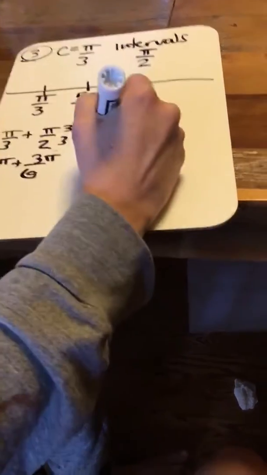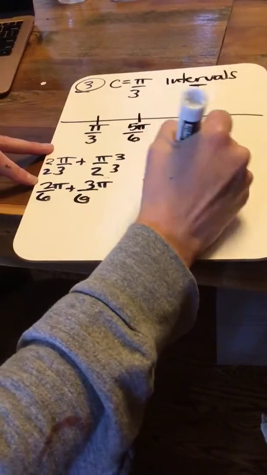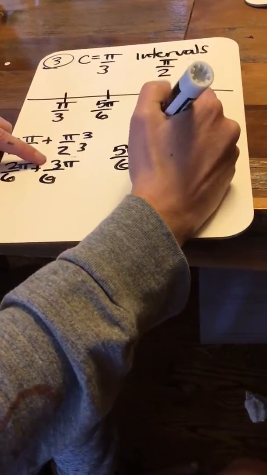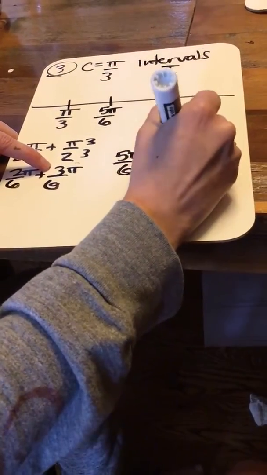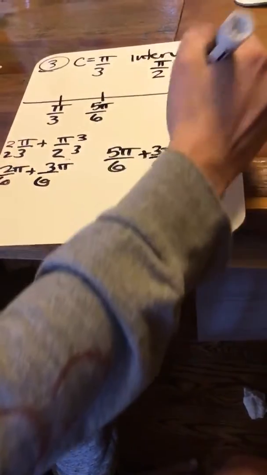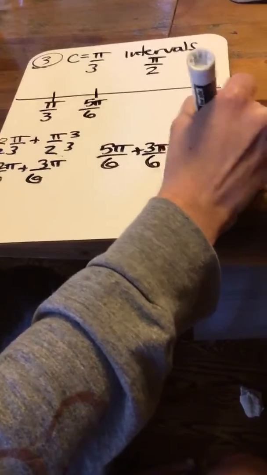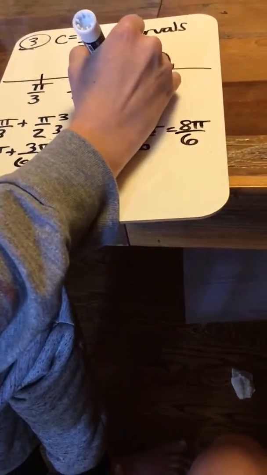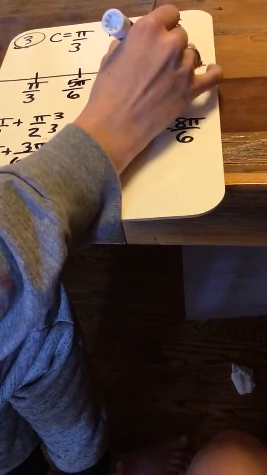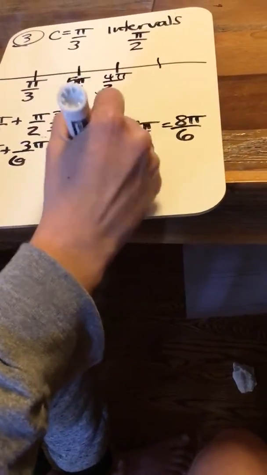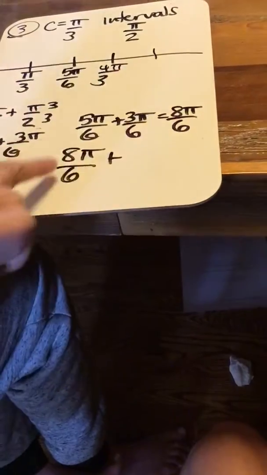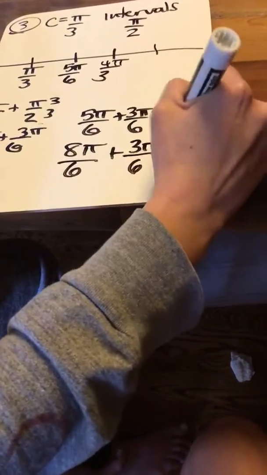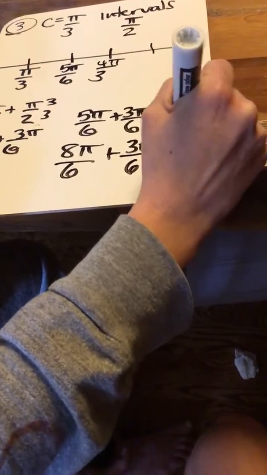And then I'd have to take 5 pi over 6 and add my pi over 2 again, which I can just use the common denominator I already had. So that makes 8 pi over 6, which is going to reduce down to 4 over 3 pi. And then I'd have to take that, and I'm just going to keep it with a 6 so that I can use my common denominator. That will make 11 pi over 6.